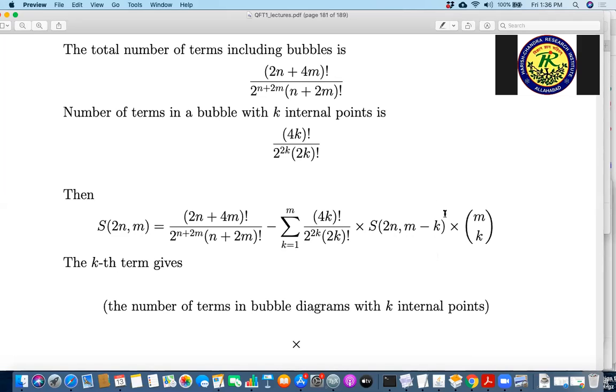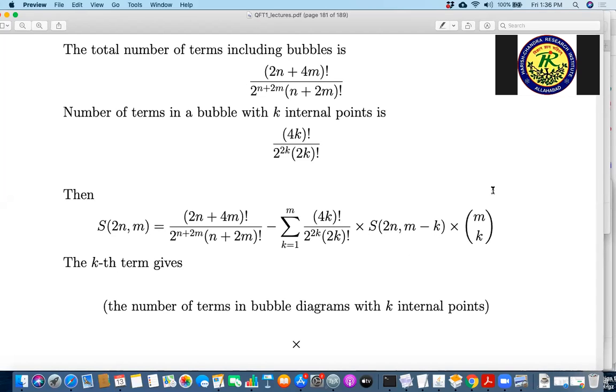You multiply this by the number of terms in diagrams with 2n external points and m minus k internal points. Why m minus k internal points? Because the total number of internal points is m, and that's what you are counting. So this is the number of terms you will get with 2n external points and m minus k internal points. Yesterday I had replaced this by a similar formula, but that formula counts diagrams without bubbles as well as diagrams with bubbles, so you shouldn't use it here. We just write it as S 2n, m minus k.